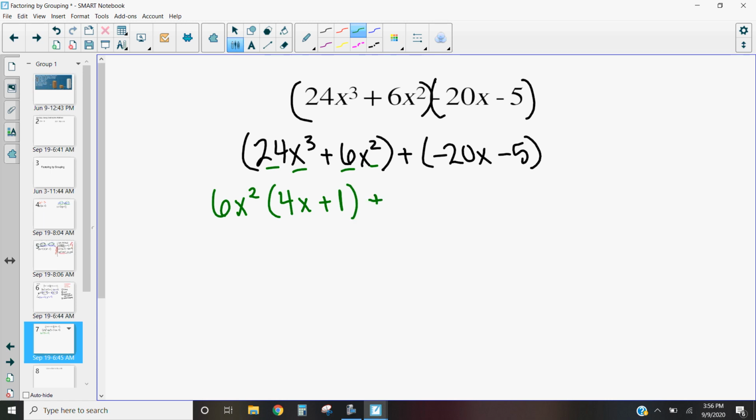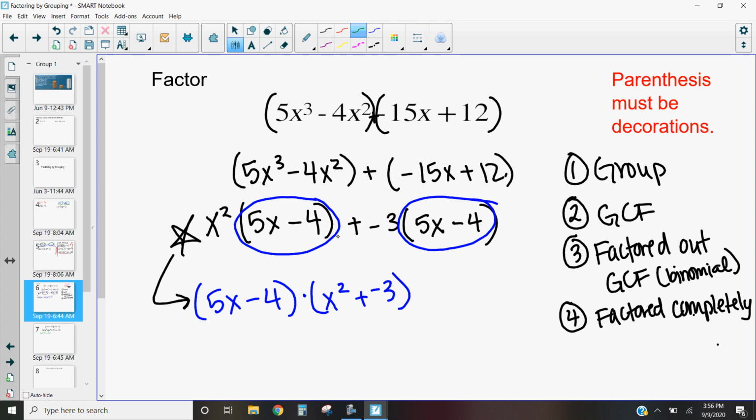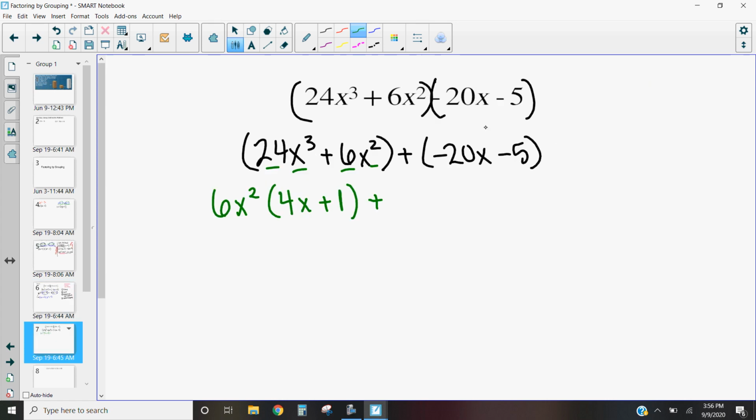Now remember on that last video, I want to make sure that these two terms are the same. So what do I have to factor out of this? What is a common factor that I can pull out that'll give me a 4x plus 1 on the inside? Well, I know that 5 goes into both negative 5 and negative 20, but they're both negative. So negative 5 also goes into both of those. So if I factor out a negative 5, negative 20 divided by negative 5 would be 4x, and negative 5 divided by negative 5 is a plus 1.